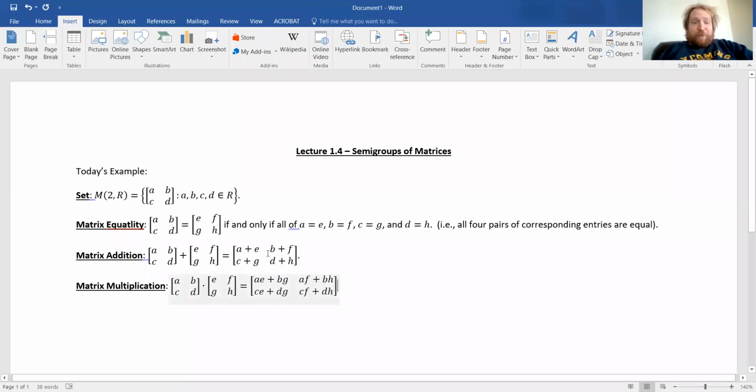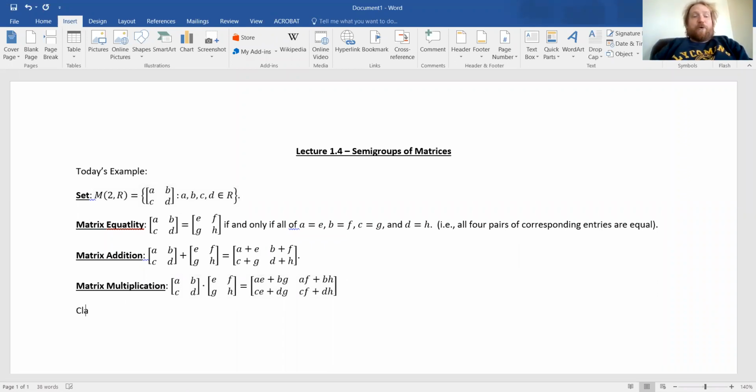Hello, abstract algebra students. In this video, we will prove that matrix multiplication is not commutative on M2R. Here were our definitions of matrix multiplication in M2R from before, and now we are going to claim and prove that matrix multiplication is not commutative on the set M2R.